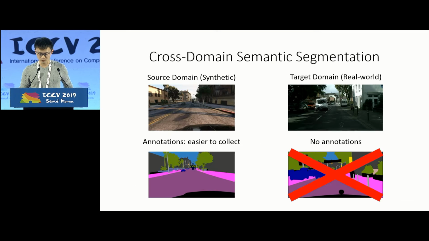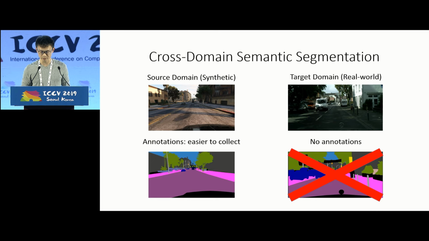Our task is cross-domain structure output prediction, such as semantic segmentation. Since collecting annotations for segmentation is quite expensive, there is a need to use synthetic data as a source domain, where the annotations are easier to collect. Then we would like to see whether the trained model can generalize well to the real-world data, which is a target domain without having annotations.